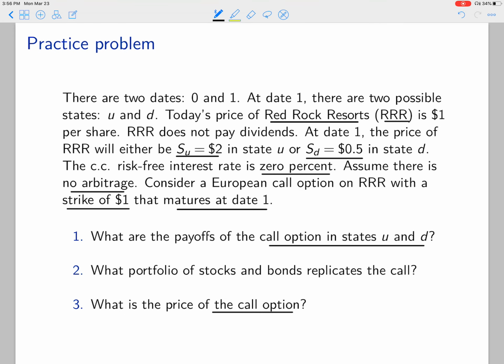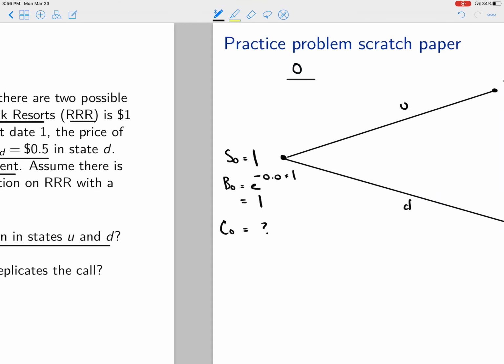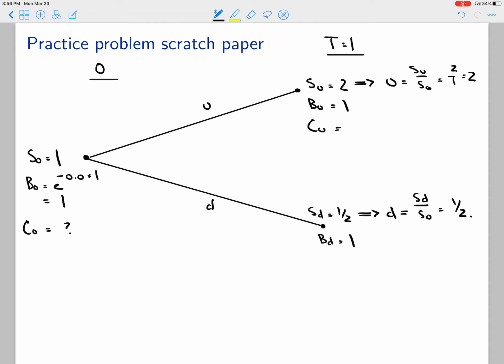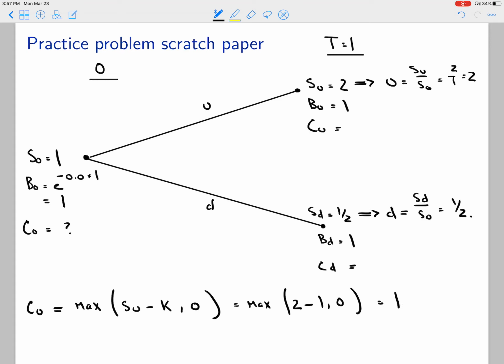In the first part of the problem, we want to use this information to calculate the payoffs of the call option in states U and D. The payoff to the call depends on the payoff of the stock in each state. We'll write down the formulas here. In the upstate, the call option's payoff is the maximum of the stock price minus the strike price, and 0. The stock price in the upstate is S sub U, the strike price is K. Plugging in our inputs, the stock price in the upstate is 2 and the strike price on the call is 1. So the maximum of 2 minus 1 and 0 is just equal to 1, which is the payoff of the call in the upstate. So C sub U is equal to 1.